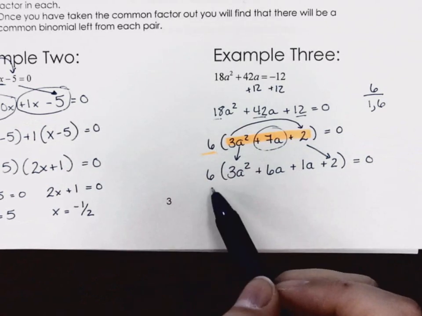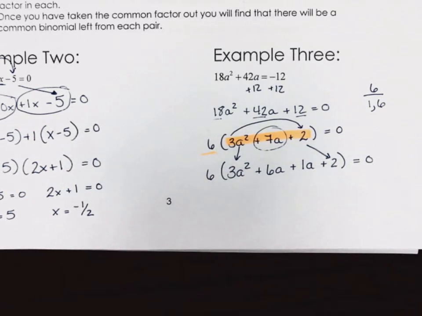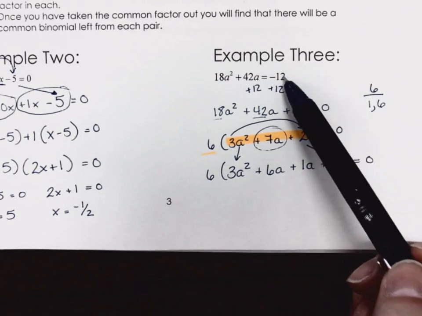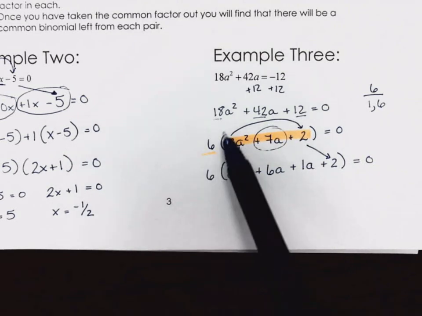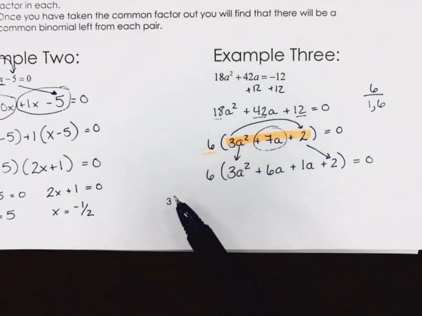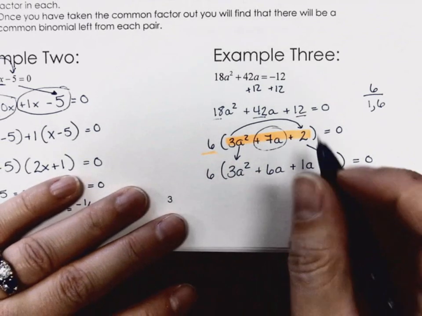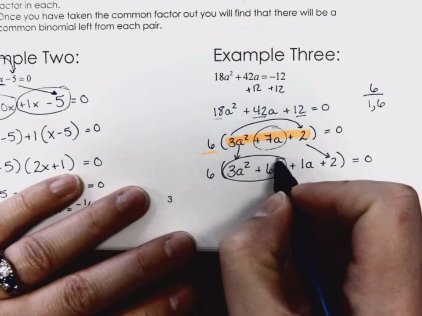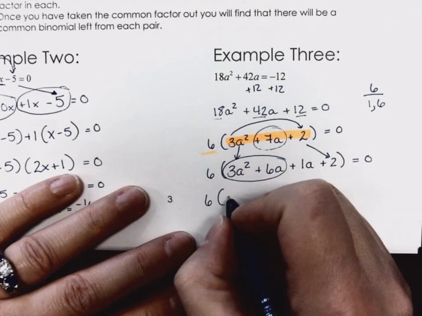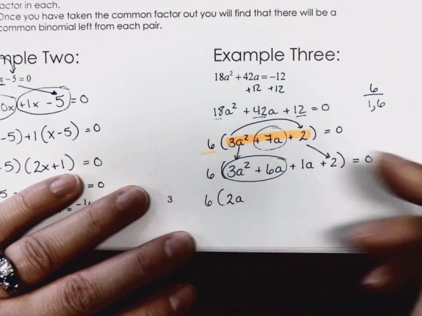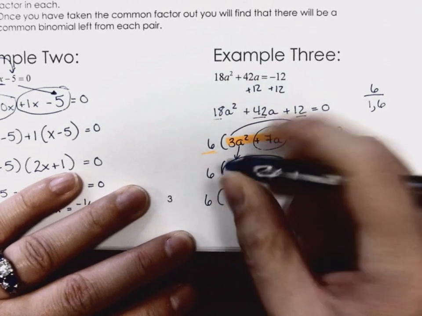That 6 has to follow us down, because the idea is if we were to multiply it all back together, we'd get right back to that top question that we started with. So you can't forget that 6. Is it going to be helpful to us? Not at all. But you can't forget them. Look at the front two. I'm going to take out a 2a. No, I'm going to take out a 3a.